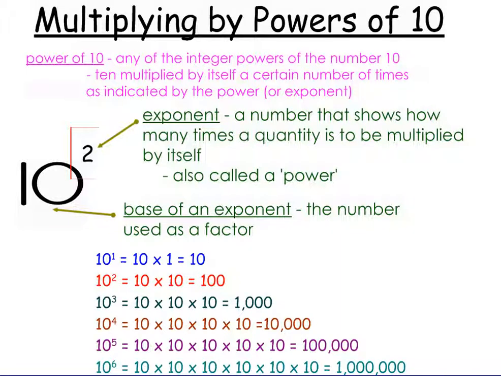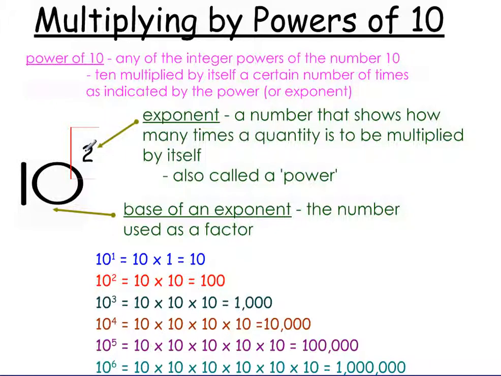Multiplying by powers of 10. A power of 10 is any integer power of the number 10, which means 10 multiplied by itself a certain number of times, which is indicated by the power or the exponent. The exponent is this little number to the top right of a 10.